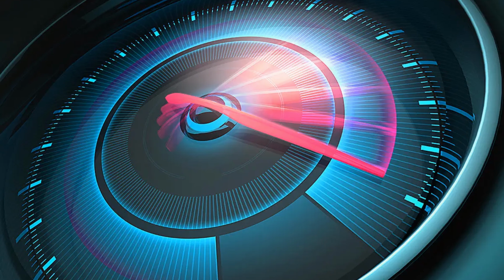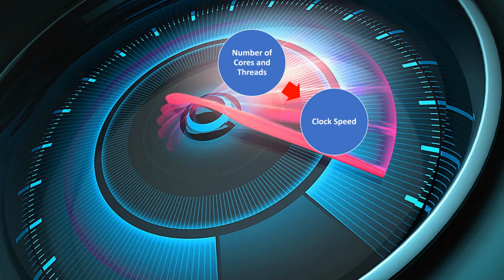What are the factors affecting CPU performance? First factor is number of cores and threads. More cores and threads allow the CPU to handle more tasks simultaneously. Second factor is clock speed. Higher clock speeds enable faster processing. Third factor is cache size. Larger caches reduce the time needed to access data.